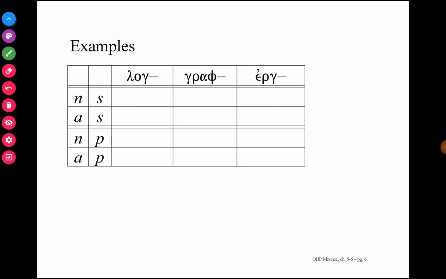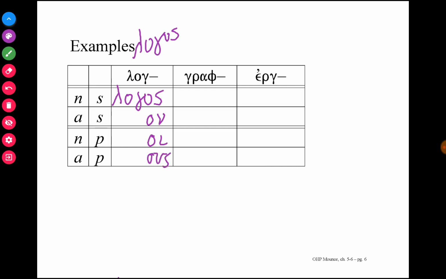So let's fill out the chart then. If I want to use, say, logos as a singular noun, and I want to use it as the subject of the sentence, then the form of logos I would use is logos. Remember, the endings are os, on, oi, and us.